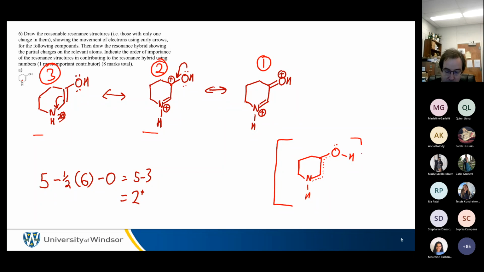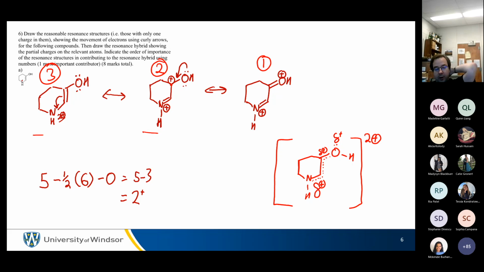There's our bond. The overall charge on this thing is 2+. The biggest delta plus is going to be on nitrogen. There's a delta plus on the oxygen, on the nitrogen, no matter what you do. So that would be what that would look like.